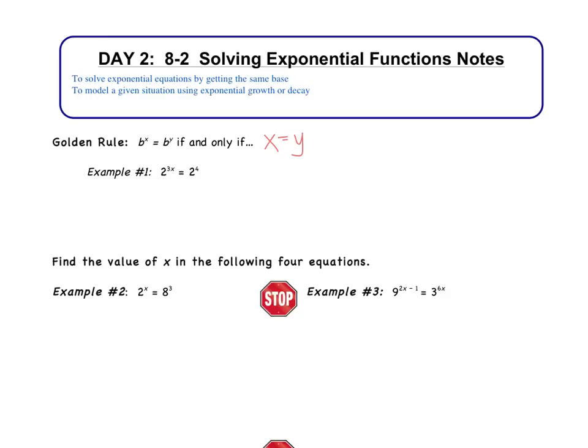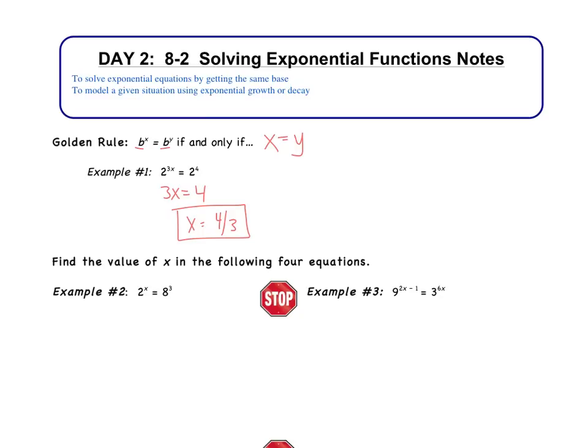So basically what I'm saying is when the bases are equal, I can set the exponents equal. So for example number 1, my two bases are equal, 2 and 2 are equal, so I can set my exponents equal. 3x equals 4, so x equals 4 over 3. Now, it's not going to be so easy today. I'm not going to give you the same bases right off the bat. You're going to have to get them.